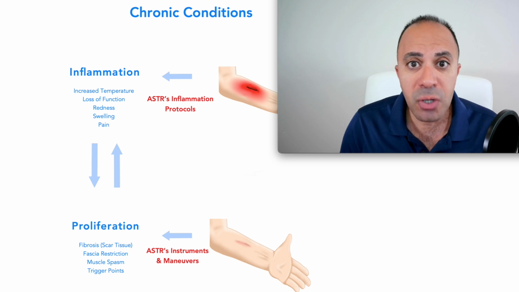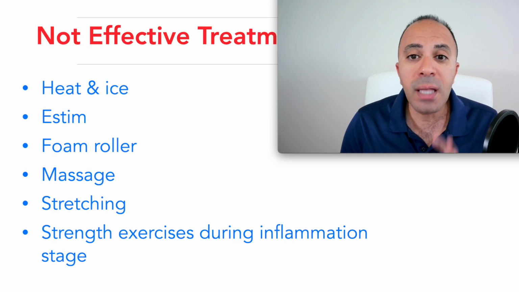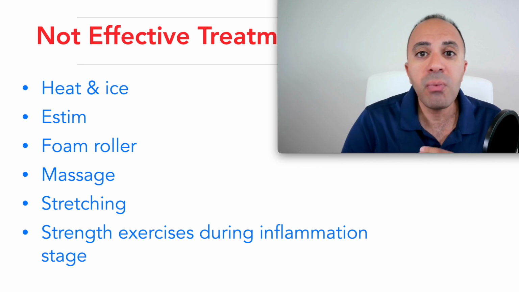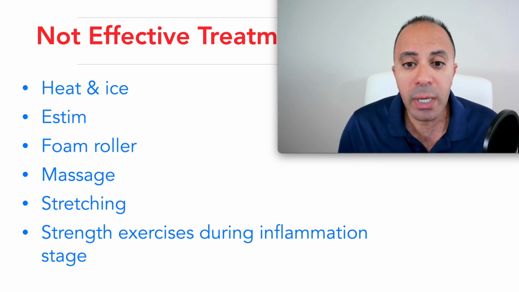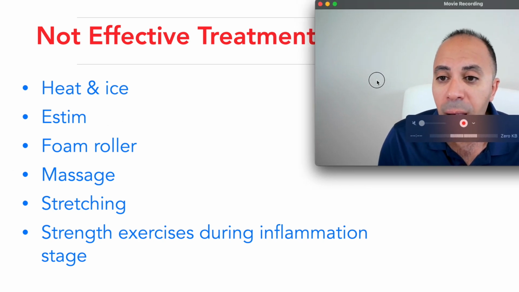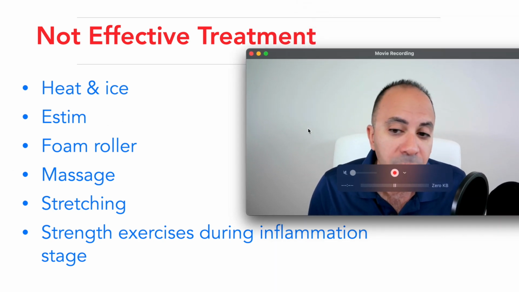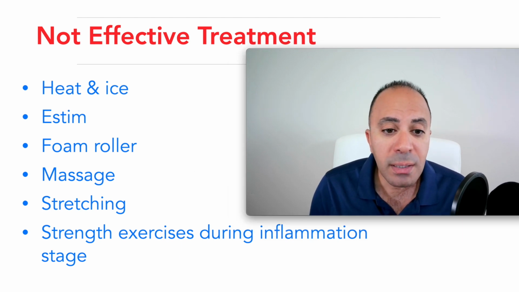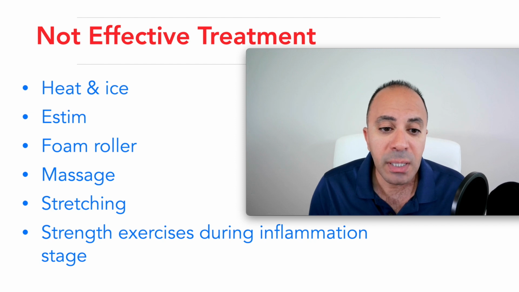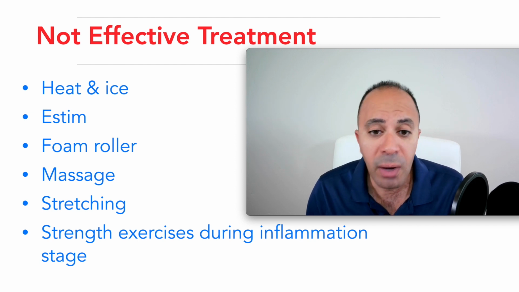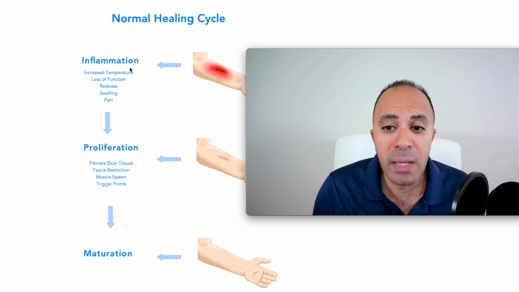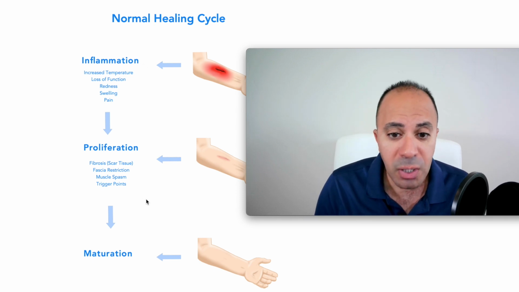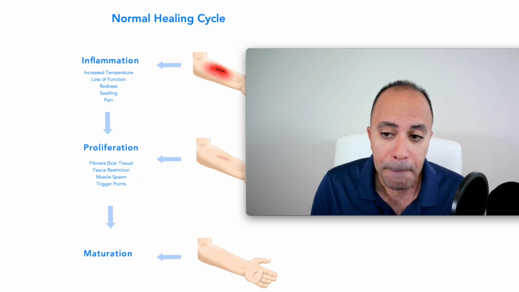Okay, so what is the treatment? I'm going to go over what does not work initially, based on the normal healing cycle, so you don't waste your time and money on it. Okay, so first thing, it's very common to use heat and ice. Based on a study, ice actually gives temporary relief for inflammation, just half an hour to an hour. It does not really do anything to inflammation long term, or to proliferation, to break scar tissue, release fascia restriction, and so on in this list.